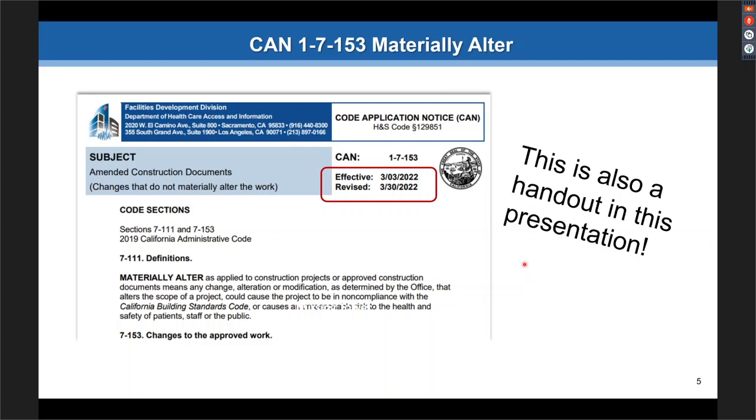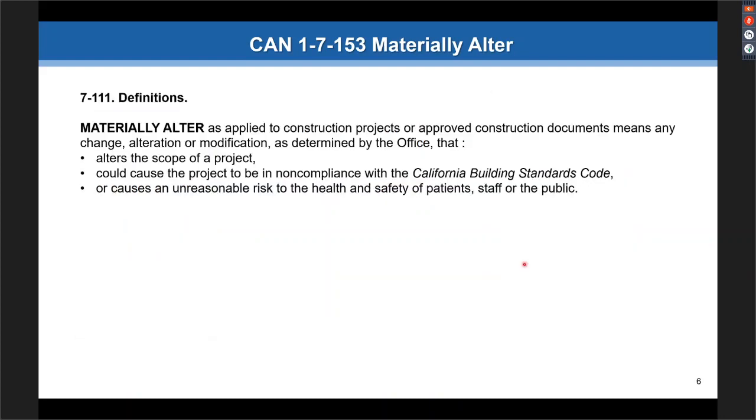Please note that there's going to be a lot of text in this, so I'll try not to bore you too much with that. But it's important that we look at what the code says and what the CAN says. So we're going to jump right in with some definitions. The first one is material alteration as applied to construction projects. Construction documents, approved construction document means any change or alteration or modification as determined by the office that alters the scope of a project, could cause the project to be in non-compliance with the California Building Code, or causes unreasonable risk to the health and safety of patients, staff, or public.